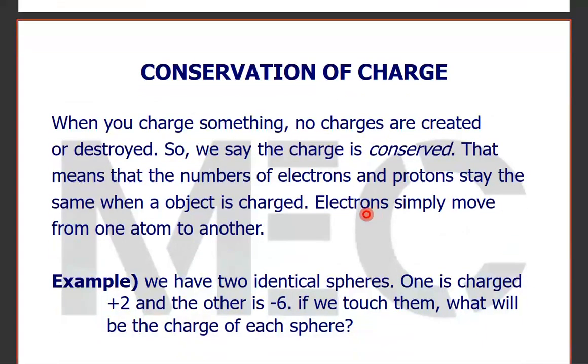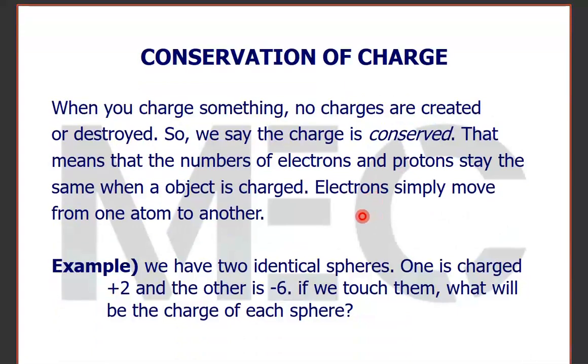Okay, conservation of charge. When you charge something, no charges are created or destroyed. So we say charge is conserved. That means that the number of electrons and protons stay the same when an object is charged. Electrons simply move from one atom to another.